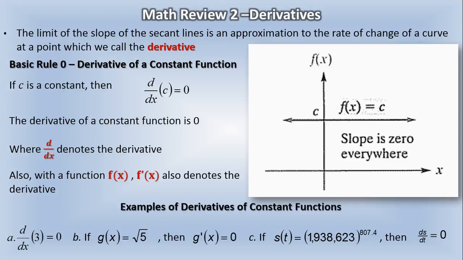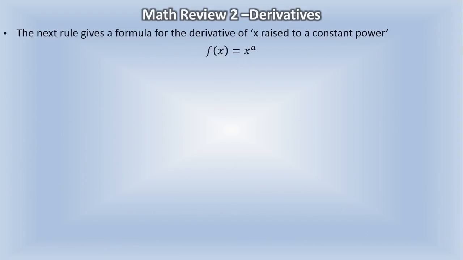The derivative of some constant function where f of x equals 3 equals 0. The derivative of some constant function where g of x equals the square root of 5 is just 0. There's no variable in there, x. If you have some huge number, 1,000,009 something, raised to the power of 807 something, that's just a number. It's constant. There's no variable in there. The derivative is 0.